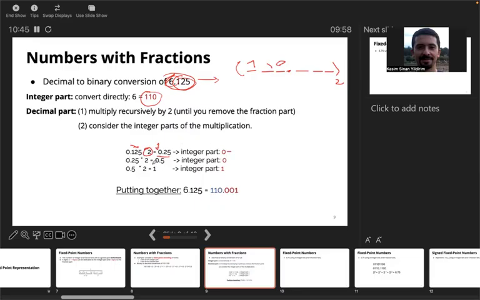Now I have 0.25, I multiply it by 2, I have 0.5, and the integer part is 0. I have this 0 here. And 0.5 multiplied by 2, I obtain 1. I removed all the fractional part, as you see, and the integer part is 1. So basically I put in this order 0, 0, 1 to here, and I have the fixed point representation of this number. Clear? Is it clear? Any problems? So this is the algorithm that you can use for conversion.